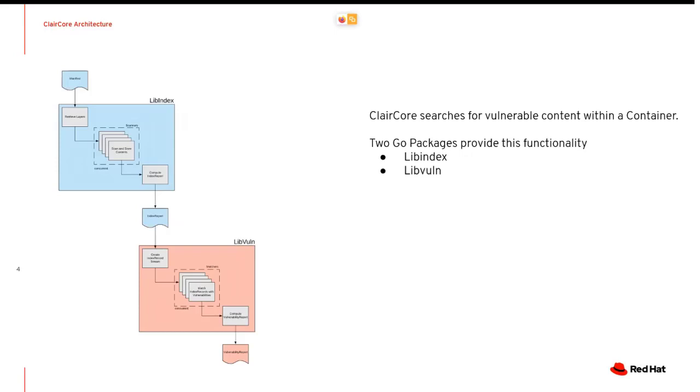So to obtain this functionality, we have a data flow, which starts with you providing us a manifest. A manifest is really just an outline of where we can go and grab the layers of your container. We scan the contents. We create an index report, which is an intermediate structure that tells us exactly what's in the container. And then we feed that to libvuln, which creates a stream of contents, and then we match those contents with known vulnerabilities.